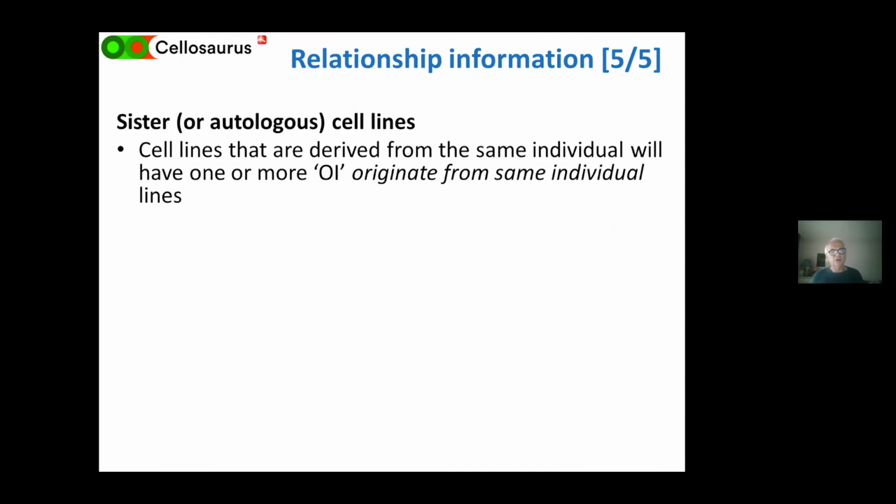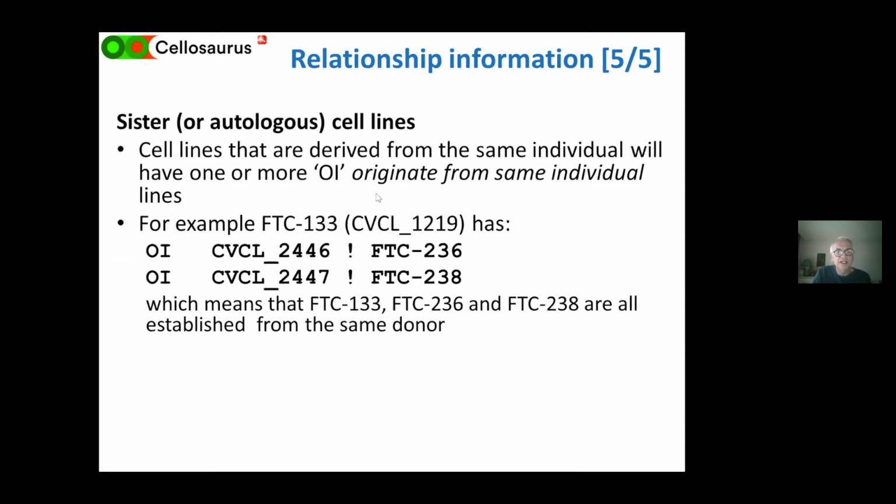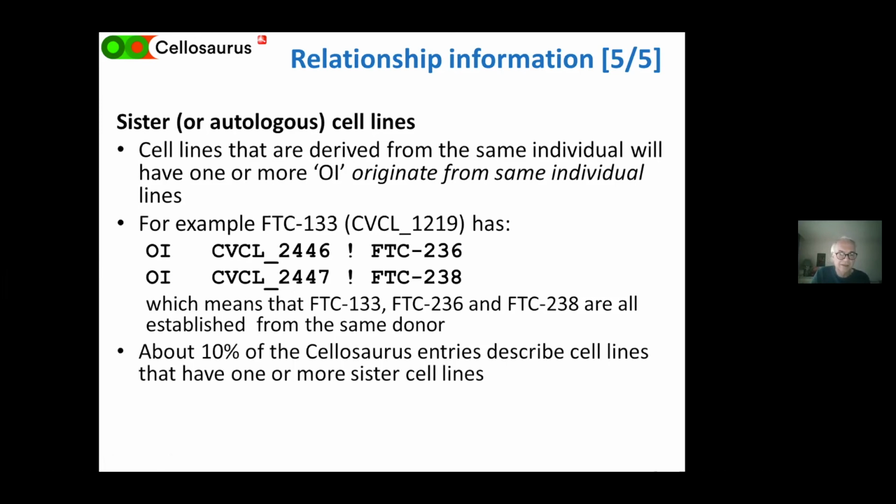Now, sister or autologous cell lines are derived from the same individual. Each cell line which is derived from the same individual as others will have as many originates-from-same-individual statements as it has sisters or autologous cell lines. Like this cell line will have two statements because those three cell lines are from the same donor. And of course, in the other cell lines, you will have statements going back to the two others and so on. Each has the information of which are the sisters of that cell line. 10% of the Cellosaurus entries describe cell lines that have one or more sister cell lines.